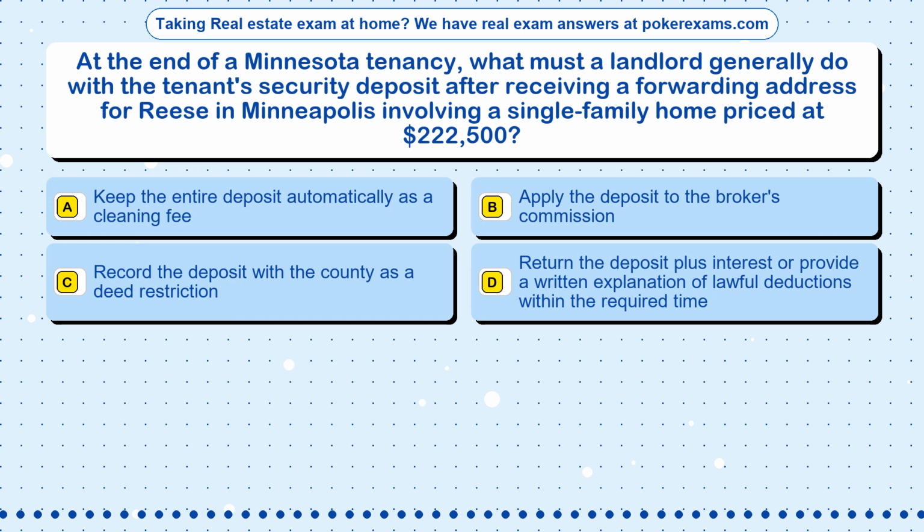Question 44. At the end of a Minnesota tenancy, what must a landlord generally do with the tenant's security deposit after receiving a forwarding address for lease in Minneapolis involving a single-family home priced at $222,500? Option A. Keep the entire deposit automatically as a cleaning fee. Option B. Apply the deposit to the broker's commission. Option C. Record the deposit with the county as a deed restriction. Option D. Return the deposit plus interest or provide a written explanation of lawful deductions within the required time.